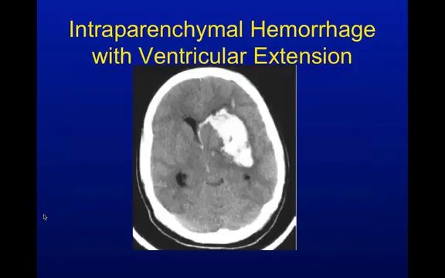And here's another bleed. This one is extending on into the ventricle itself. These bleeds will sometimes do that. They just don't have enough room in the tissue. Looks like there's actually a little bit of edema around it as well, and he's spilling on into the ventricle. Fair amount of midline shift there as well.